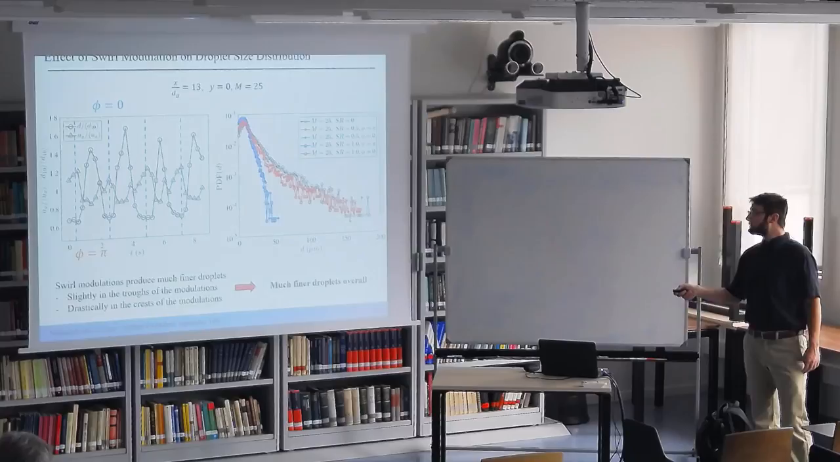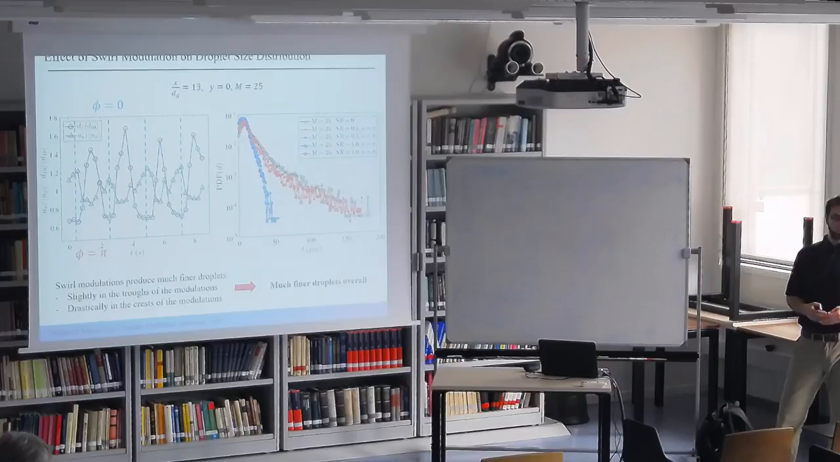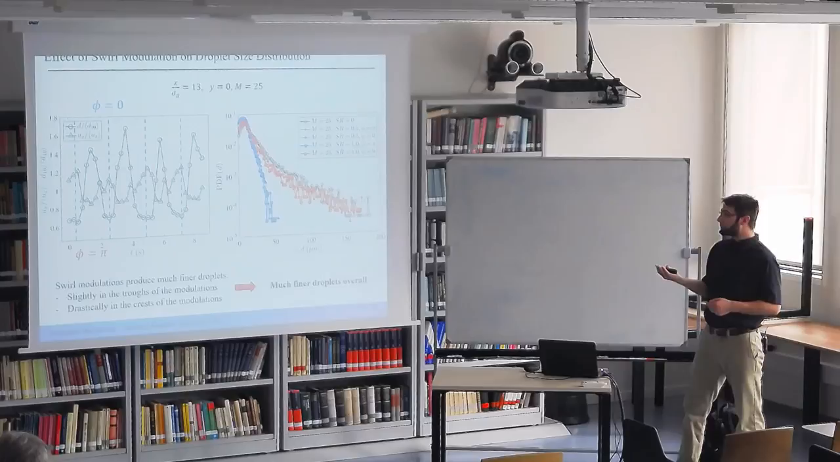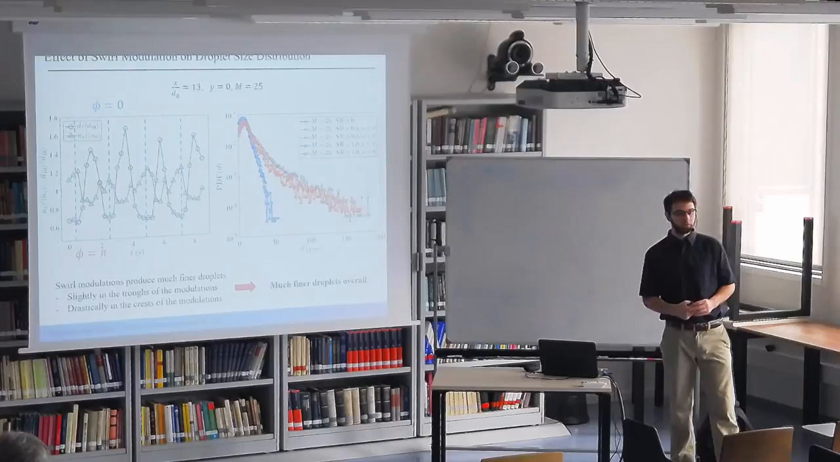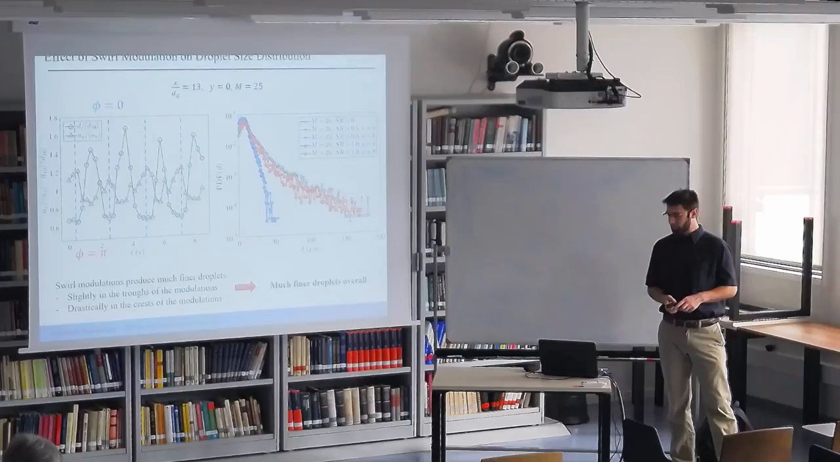What you see is that even when you have half the momentum ratio, the instantaneous momentum ratio, at the valley of the oscillation, you still produce slightly smaller drops. It's very similar, but you're slightly under it. And of course, when you have more momentum ratio, you have a very strong exponential decay. But so what we've shown is that through time and along space, you have finer droplets. So throughout, you have much finer droplets overall with the oscillating swirl.